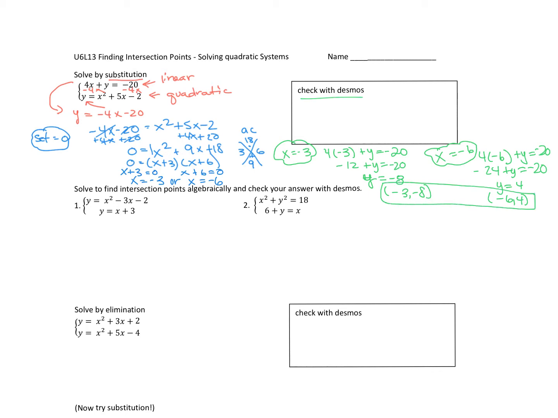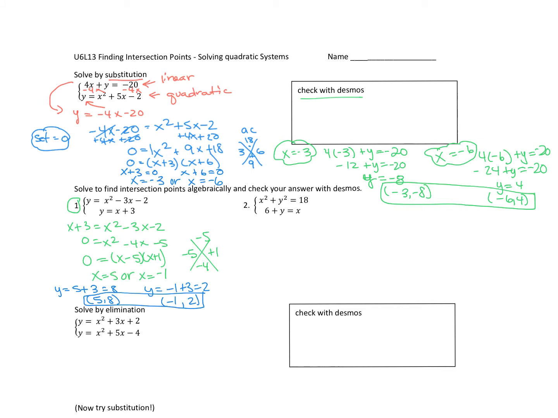In the classroom, we talked about how to type these two equations into Desmos and locate where they intersect. So at this time, I'd like you to try that so that you can see the way the graph looks, and you can see at negative 3, negative 8, and negative 6, 4, it does indeed intersect. So why don't you pause this video and try solving number 1. Number 1 is pretty much the same problem, and come back to this video and let's see how you did.